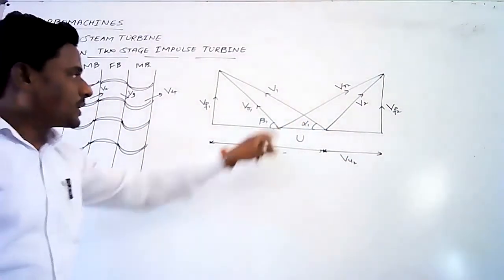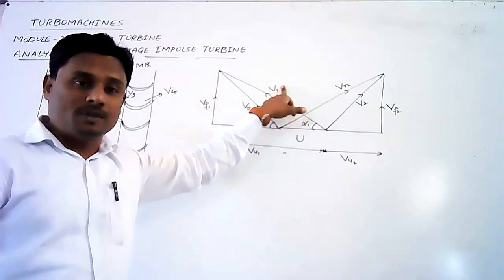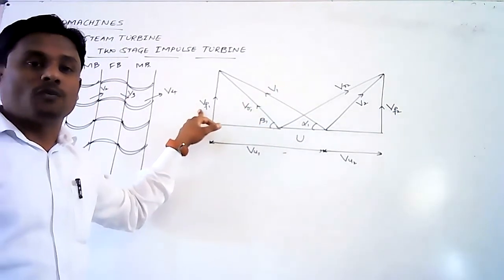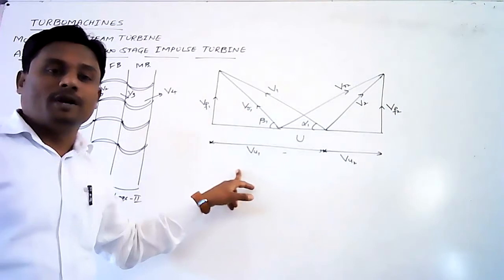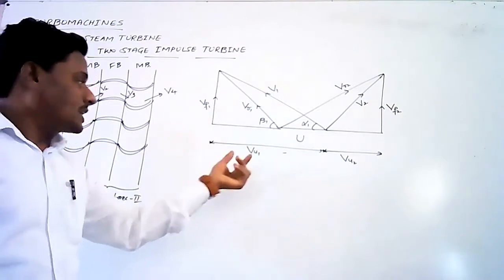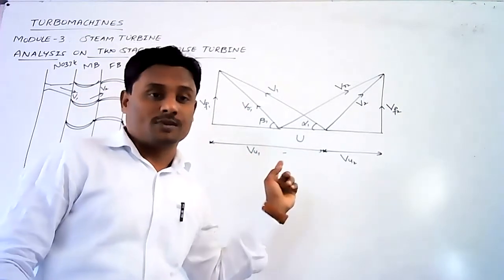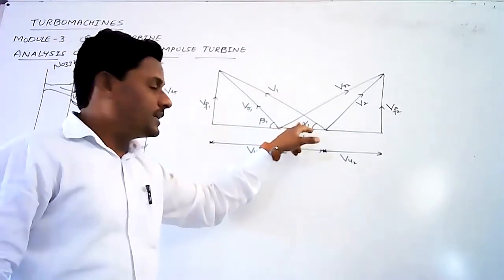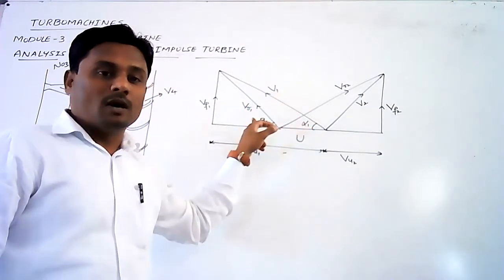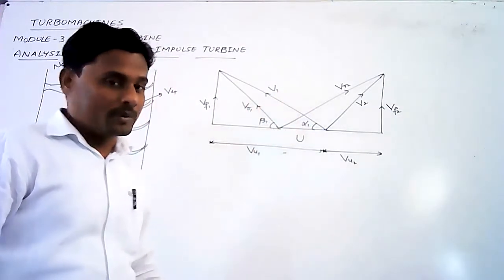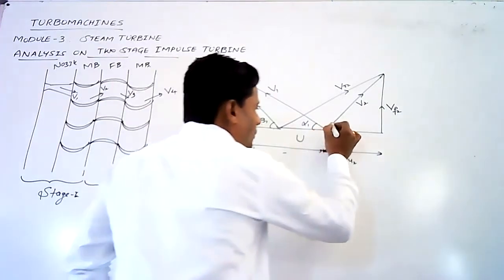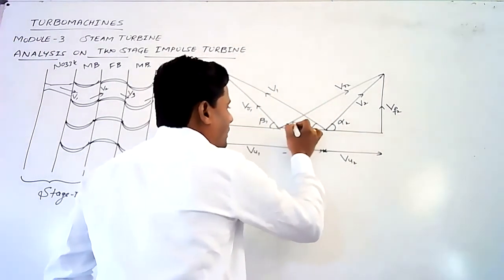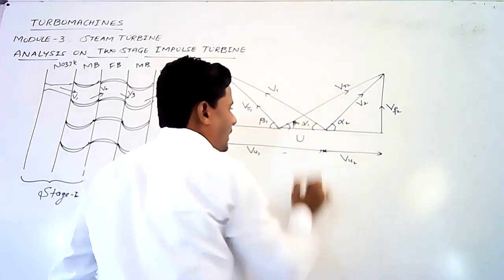Listen here carefully. V1 is the absolute velocity of steam. VR1 is the relative velocity component. VF1 is the flow velocity component. VU1 is the tangential velocity component, sometimes also known as whirl velocity. Alpha 1 is the angle for V1, beta 1 is the angle for VR1. Similarly, alpha 2 is the angle for V2, and beta 2 is the angle for VR2.